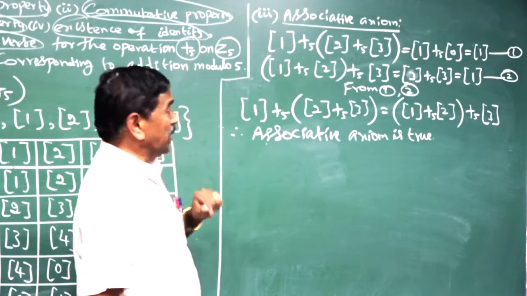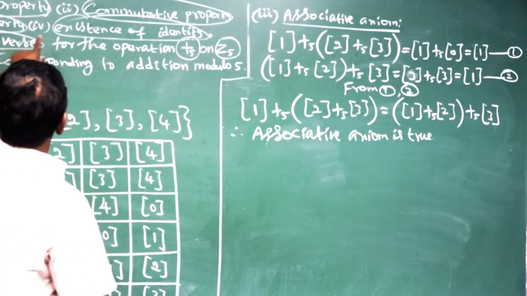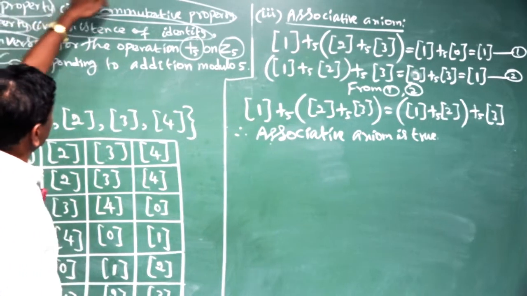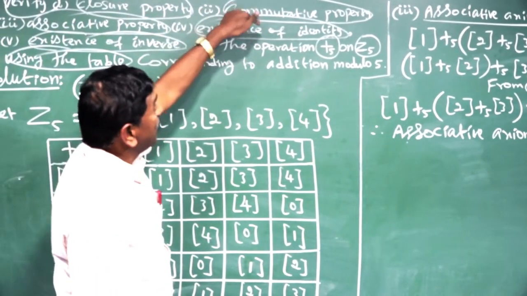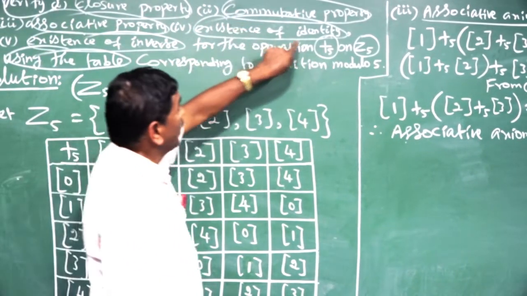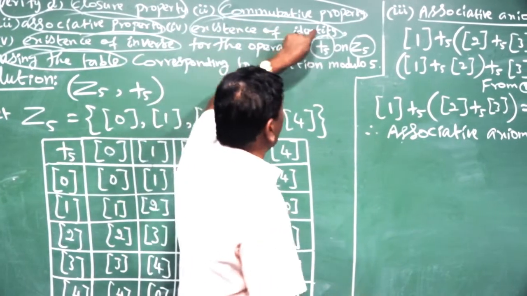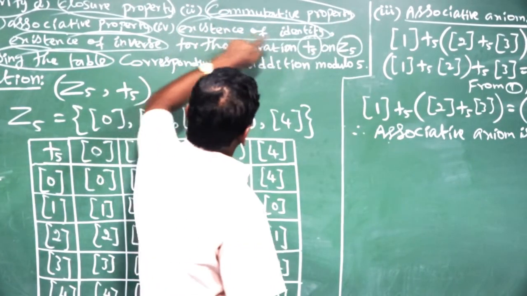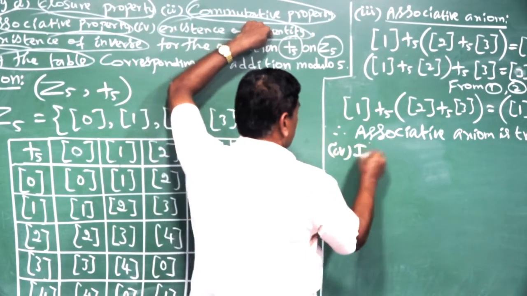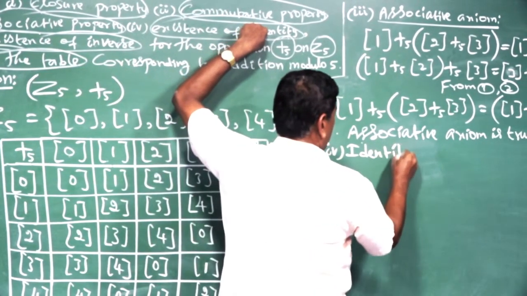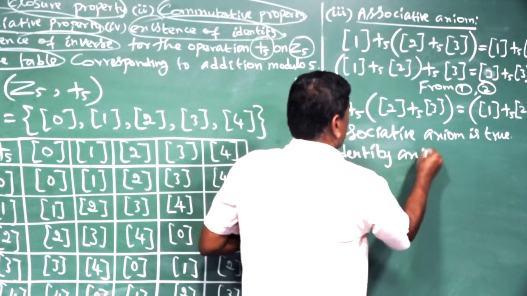The third property is completed. Okay, come to the next one. We have said closure axiom, commutative axiom, and associative axiom. Next is the existence of identity, or identity axiom, either way. Sub-reason 4 is the identity axiom.